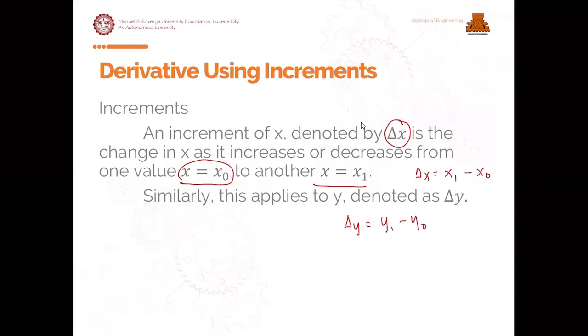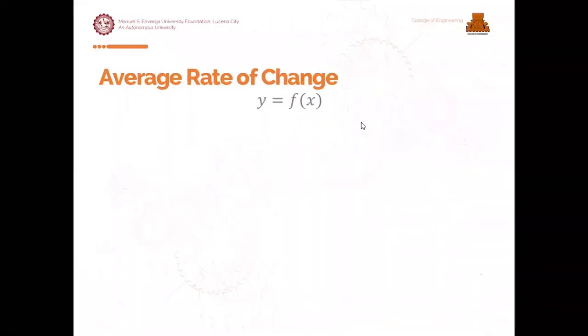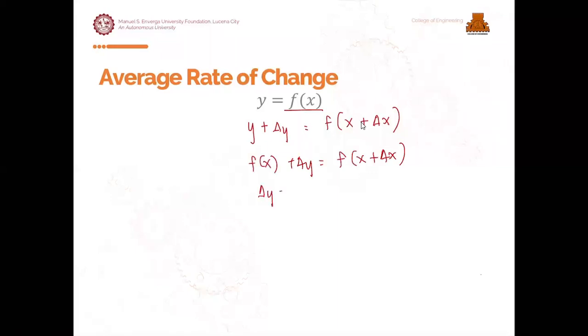So, ayan. If we have a given function, y equals f of x, then suppose we have an increase in x. When there is an increase in x, since you increased x, y will also change. So, x plus delta x. Okay? And then, y can be represented as f of x. So, f of x plus delta y is equal to f of x plus delta x. Okay? And when we isolate delta y, it becomes f of x plus delta x minus f of x.